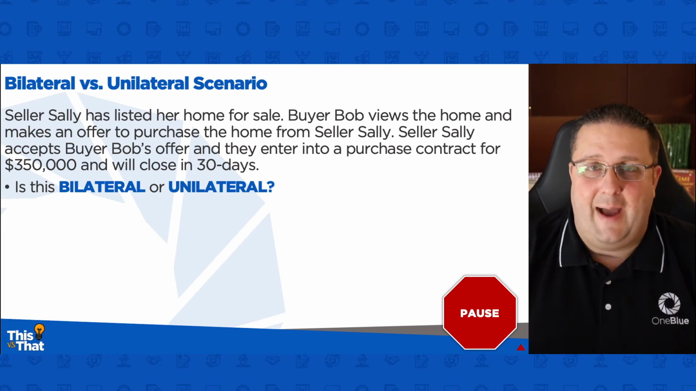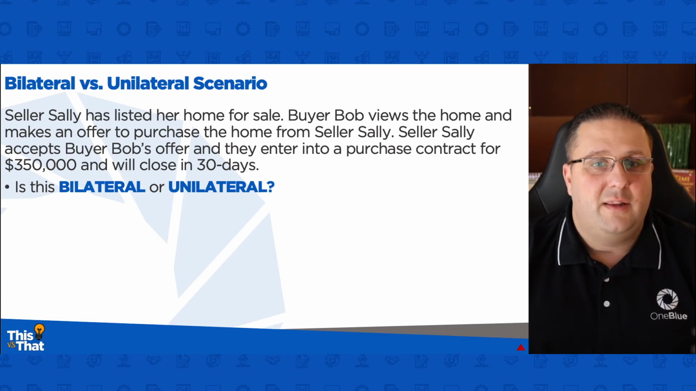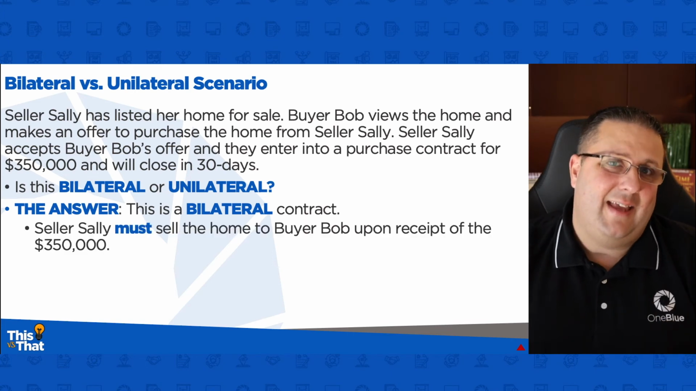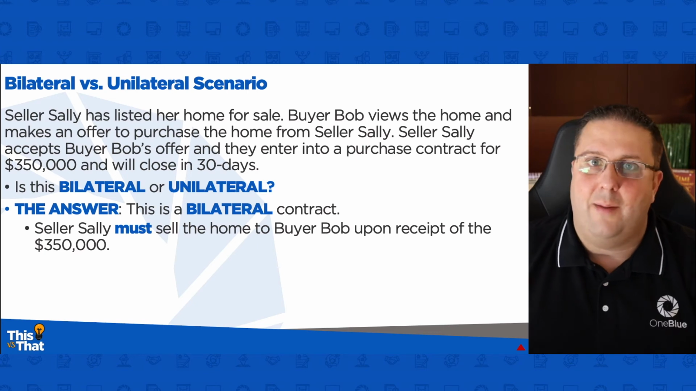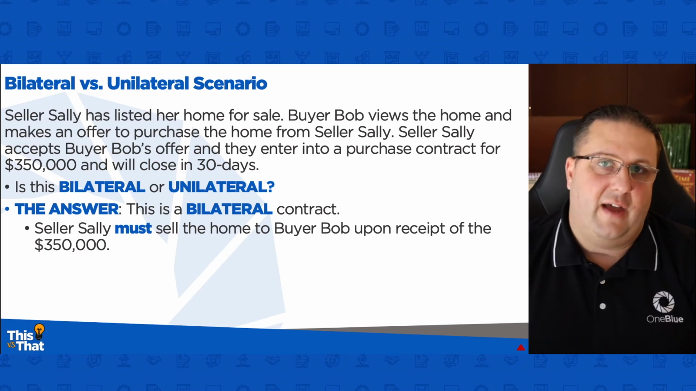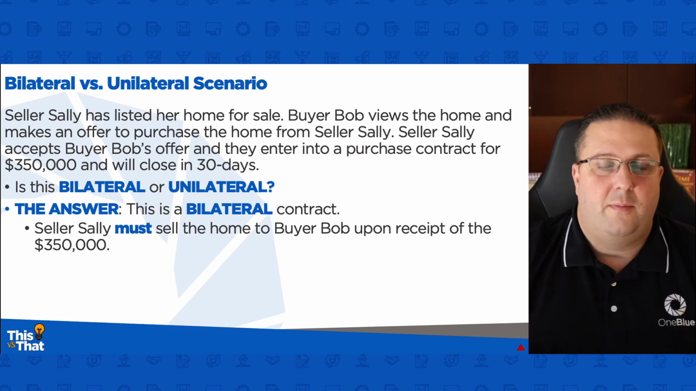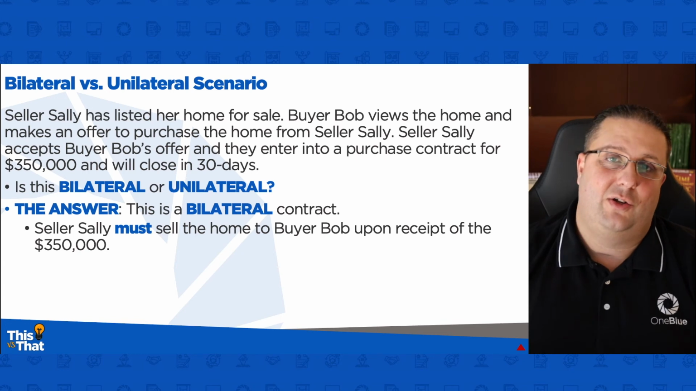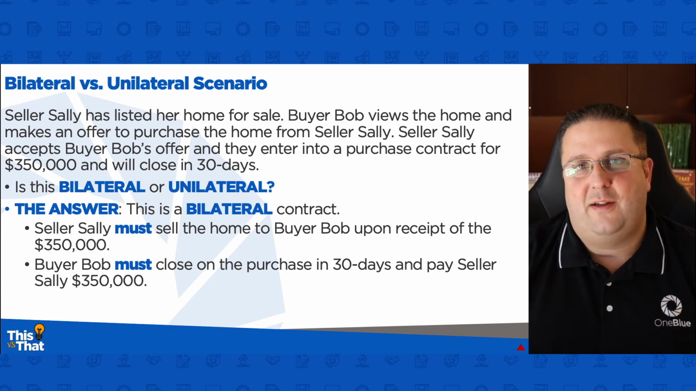All right, welcome back. Did you get bilateral? This is a bilateral contract. Why? In this case, Seller Sally must sell the home to Buyer Bob upon receipt of the $350,000. So in 30 days, they're at the closing table. The money's wired over to Seller Sally. Seller Sally's obligated to sell the home. And Buyer Bob must close on the home in 30 days and pay Seller Sally the money.